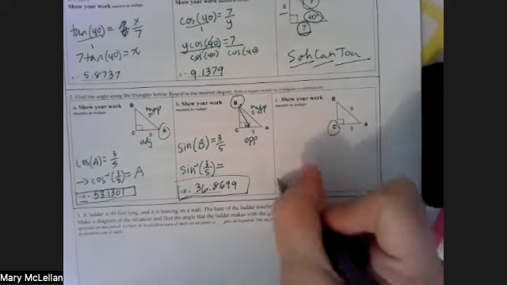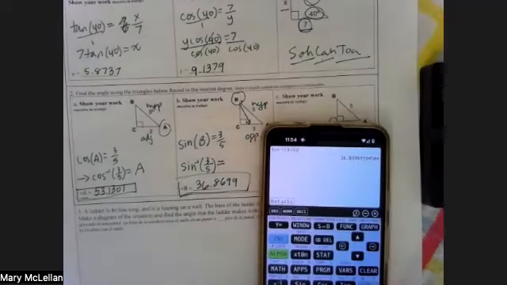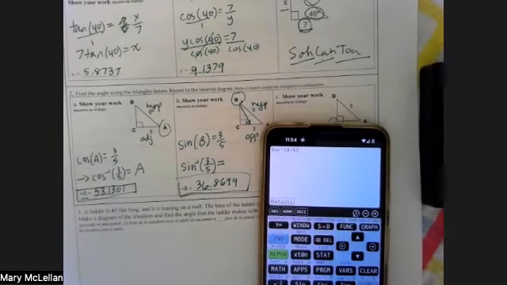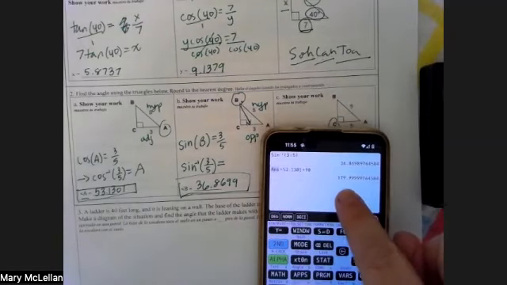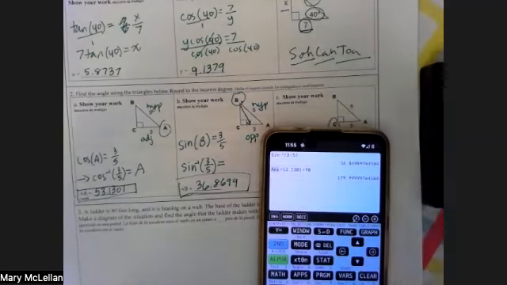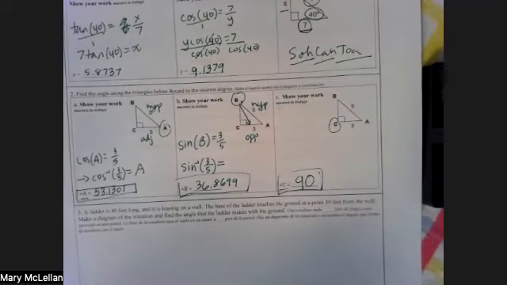36.8699. And just to make sure my answers make sense, I'll add all of these angles together and make sure they equal about 180 degrees. So I'm going to add to this angle 53.1301 and 90. And that does get me 180. This is 179.9999, basically 180. It's just a little rounding error.